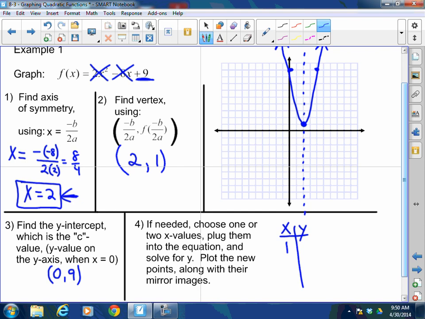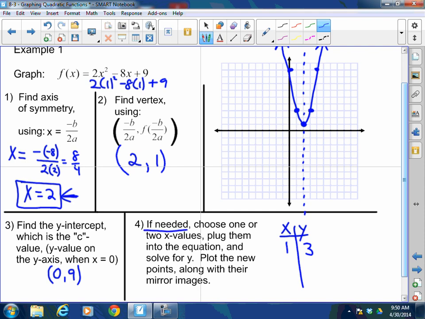When x is 1, and I plug it into my formula, I'm going to have 2 times 1 squared minus 8 times 1 plus 9. That's 2 minus 8 is negative 6. Negative 6 plus 9 is 3. Guess what? (1, 3) is right there. If that's 1 to the left, where's my mirror image? 1 to the right, which is right here. Bada bing, bada boom.